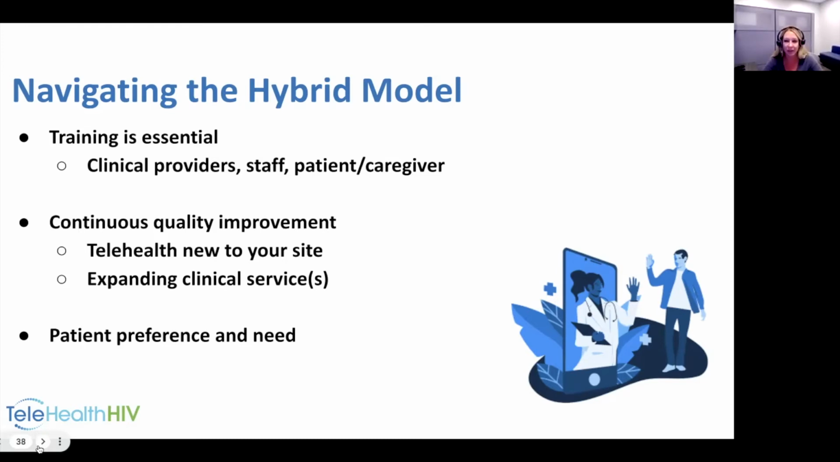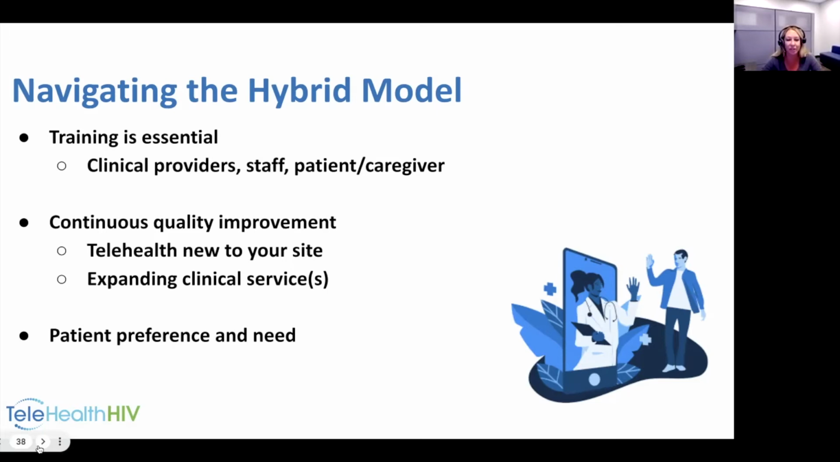Now, when you're starting a program, some of you have already started a program, and so you know what's working and maybe what's not. But if you're going to expand services, if you're looking to branch out, this is something that needs to be continuous. It can't just be at the start and you never look at it again.